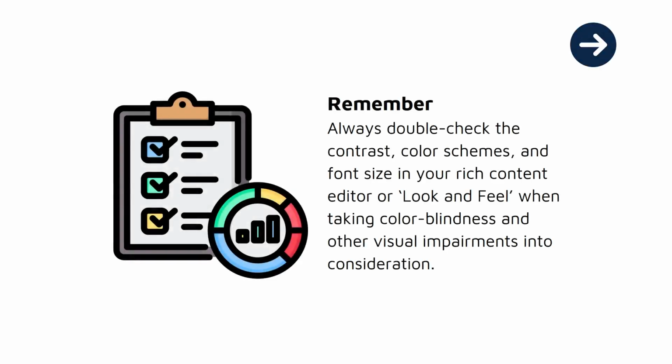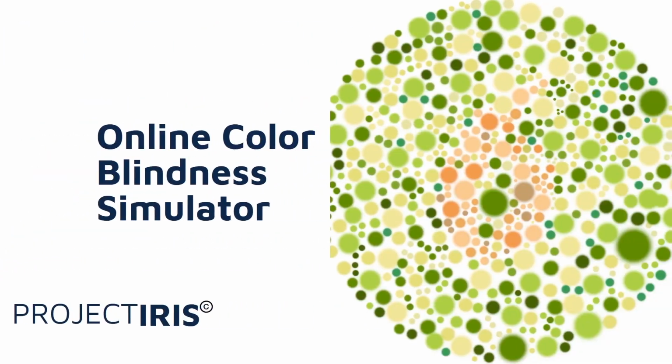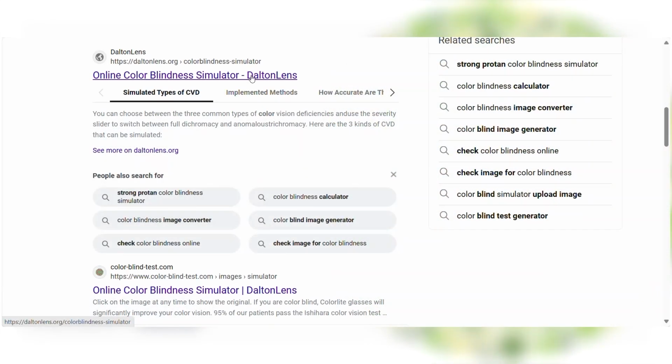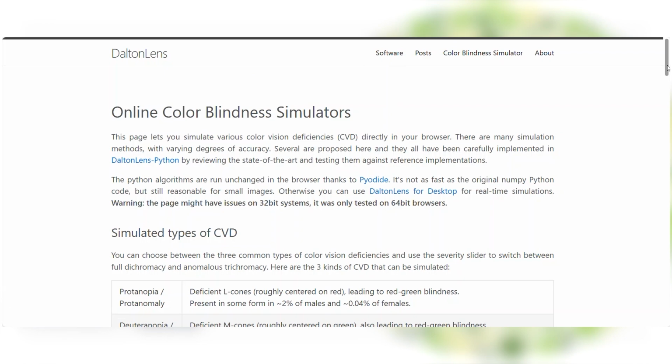By taking time for this step, you may discover accessibility issues that weren't flagged by Qualtrics or other online survey vendors. We recommend checking your color contrast, color schemes, and font sizes to help ensure you are creating accessible survey experiences for all users. When delivering questions with colored text or images with specific colors, you may want to scan your content through a color blindness simulator. There are several free colorblind simulators available online. We'll use Dalton's Lens for this demonstration.